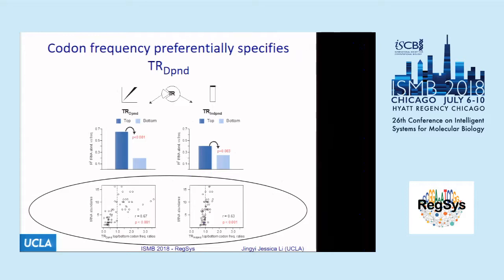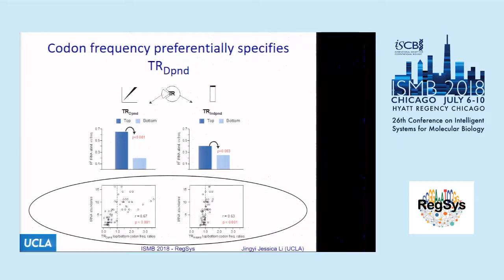Here we're showing the tRNA abundance on the y-axis, and the ratio of the translation rate, the dependent part, between its top and bottom genes, and we're just taking the ratio for the codon frequency ratios. So you see that we expect a high linear correlation, and we only see this for the dependent part, but not for the independent part.